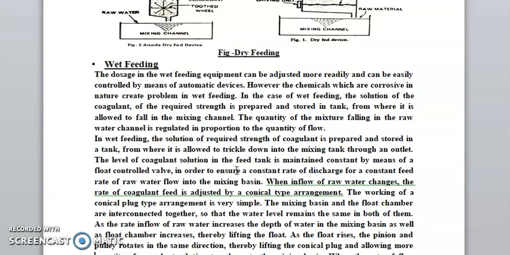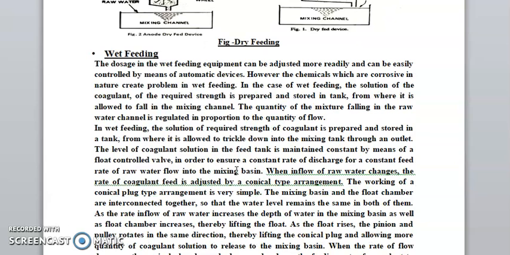However, the chemicals which are corrosive in nature create the problem of wet feeding. In the case of wet feeding, the solution of coagulant is prepared and stored in a tank, and allowed to fall into the mixing channel. The quantity of solution falling into the raw water channel is regulated in proportion to the quantity of flow.